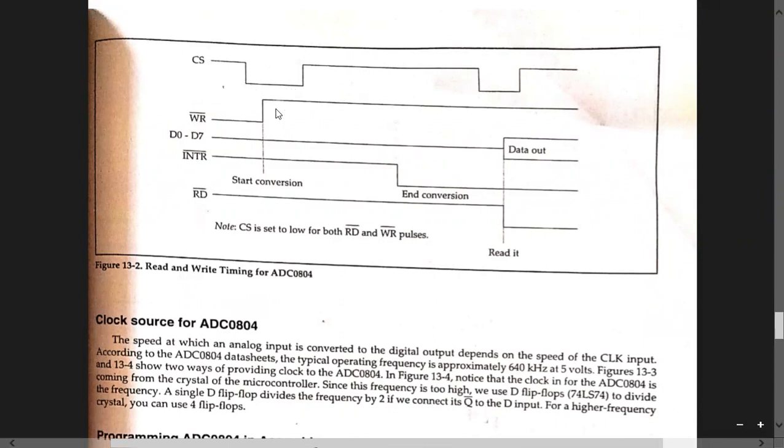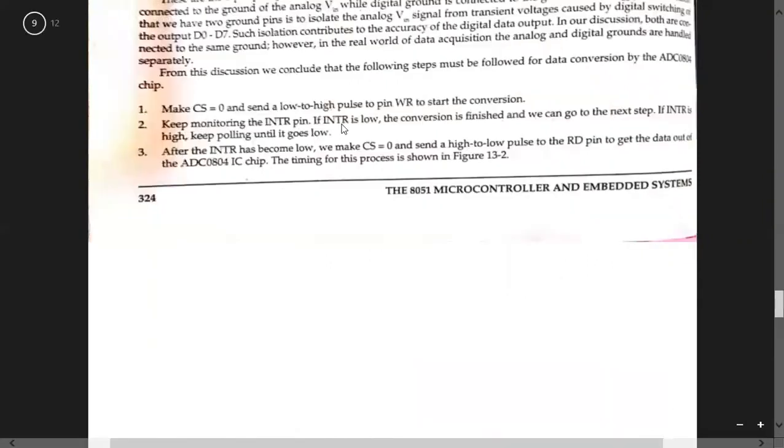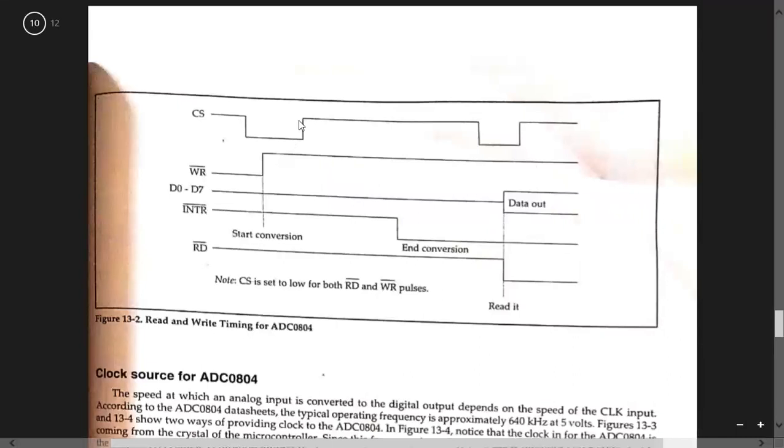And the next thing we have to do is start the conversion by writing a high pulse to WR, right? Can you see the mouse pointer? So we have to make CS equal to 0 and at the same time make WR equal to high, correct? That is how they are drawing it in the timing diagram. CS is made 0 and the WR pin is made high.